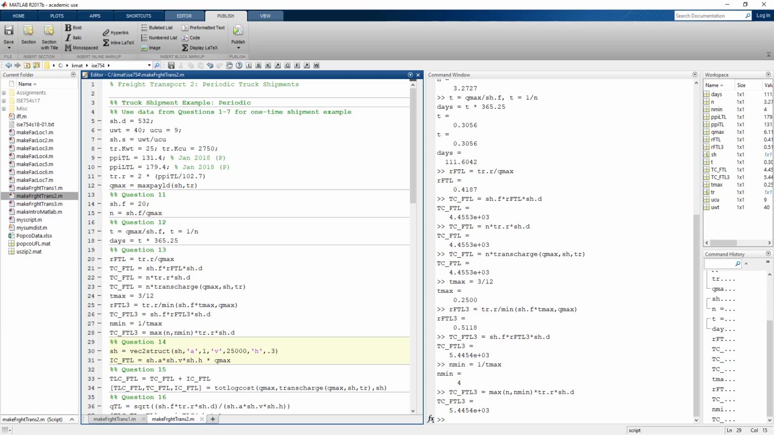For question 14, we're given enough information that we can calculate the additional data needed to be able to estimate the inventory cost for this product. In particular, the alpha value is equal to 1 because we have constant production and constant demand. So that results in an alpha value equal to 1. The value of the shipment on a dollar per ton basis is equal to $25,000.